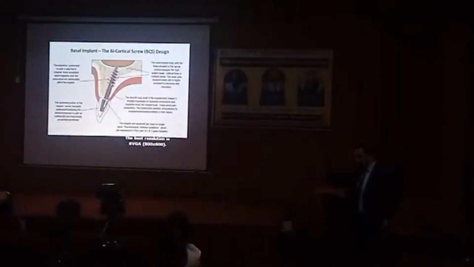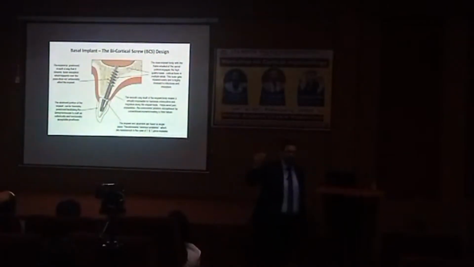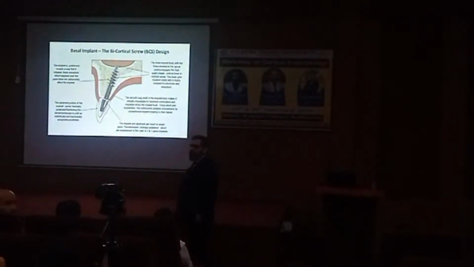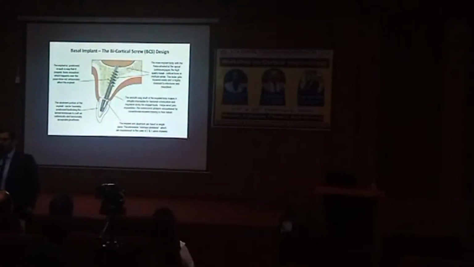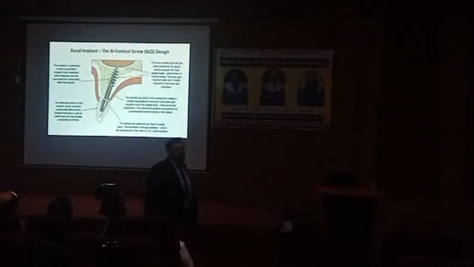So this is called a bicortical implant. Can you see? Okay, fine. Before moving on, how many of you have placed conventional implants in your practice? PGs. Okay. Where do you get the initial torque from? You get an initial torque of 30, 35, 40, whatever. Where do you get that from?